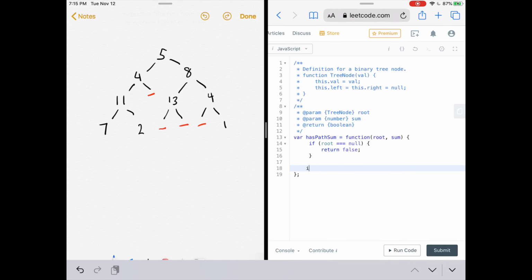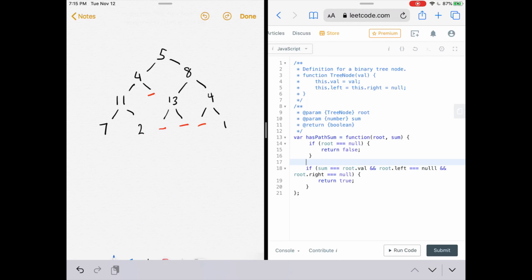Our next if statement says if the sum is equal to the value of the root we're on, or in other words, the node we're on. And remember that node has to be a node that has no children. So, and root.left is null, and root.right is null. Then we can return true.